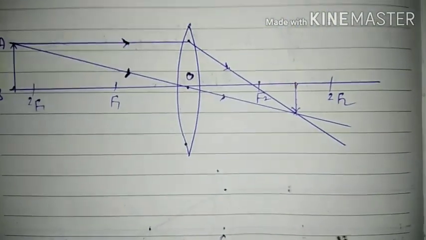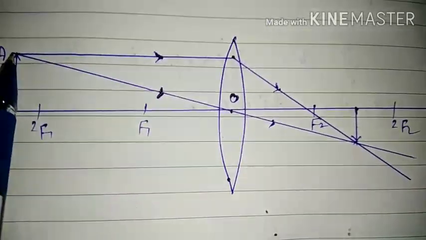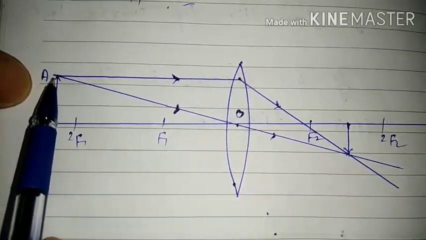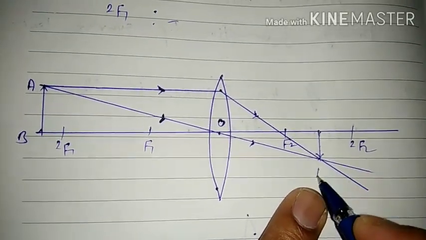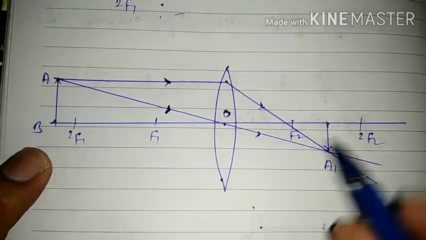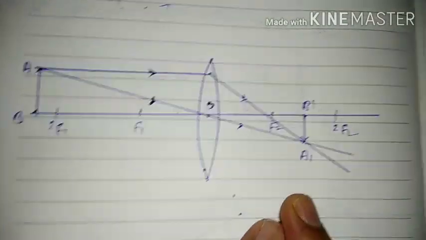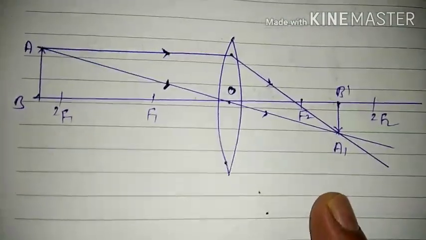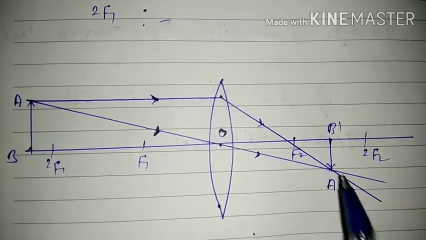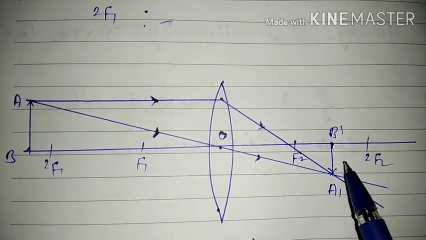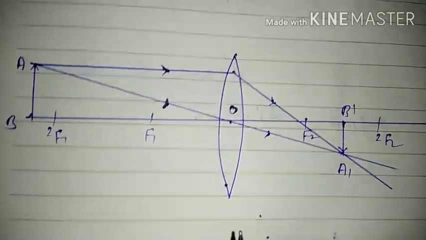One thing is very important here, students. This is the head of the object. So, rays of light coming from A, that is head of the object, meet here. So, this position is A dash and this position is B dash. So, this is a real and inverted image. What we see? We see if the object is beyond 2f1, then image is in between f2 and 2f2. It is real, inverted and diminished.